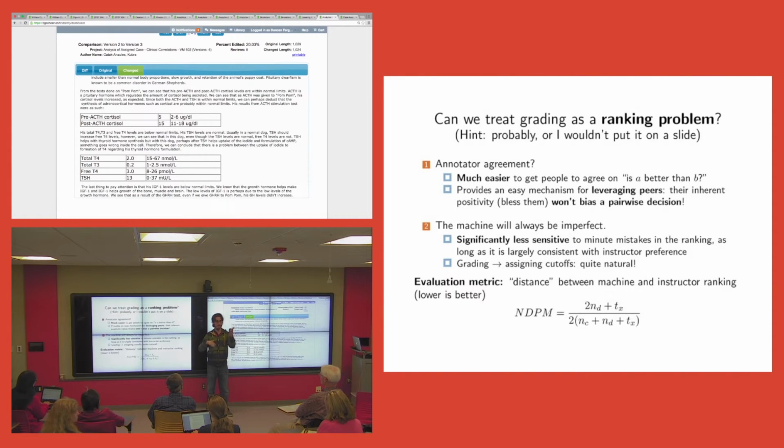It's much easier to say, okay, here's this one, look at them, which one looks better? Well, this one kind of screws up there, this one kind of screws up there. I value this mistake higher than that mistake, so this one's better than this one, even though they both made mistakes. It's easier to get people to agree in these pairwise comparisons. And it also provides a much easier mechanism for leveraging peer review. We saw that one of the problems with peer review is that it's systematically biased positively, because everybody's great, right? That positivity, that bias towards assigning higher grades, doesn't necessarily carry over to a judgment of whether this one is better than this one.